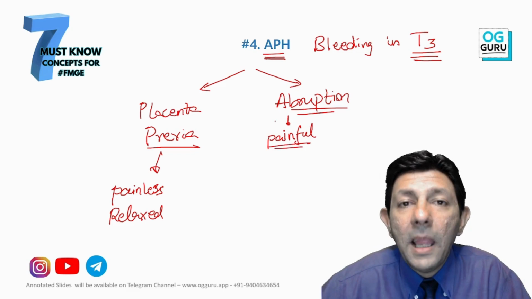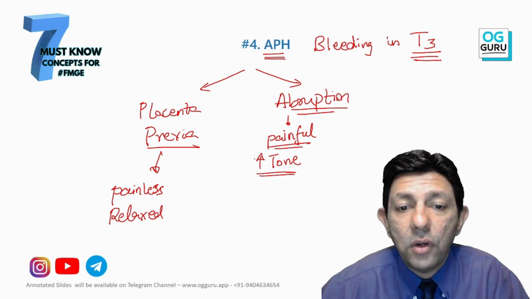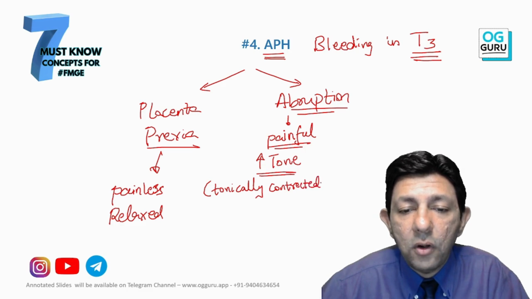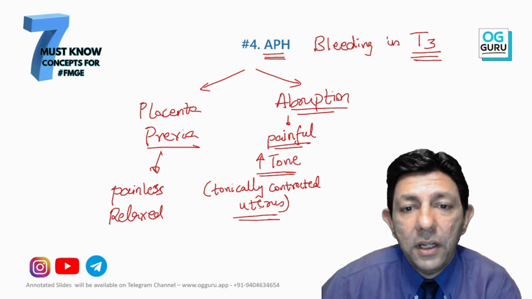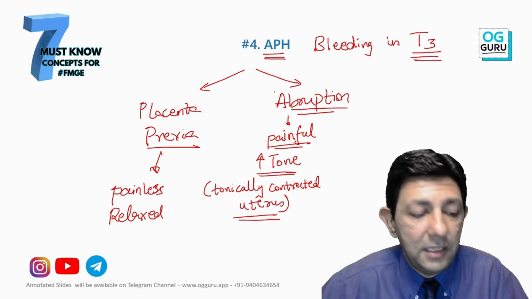Abruption is painful, because of blood inside the uterus there is an increase in the uterine tone, so you will feel the uterus hard. And one more important point: if you read the words tonically contracted uterus, you can blindly go for marking abruption. So increase in uterine tone, painful bleeding. When they say the patient has come to us with an episode of painful bleeding, increased uterine tone, contractions, and the uterus is tonically contracted, that is abruption.